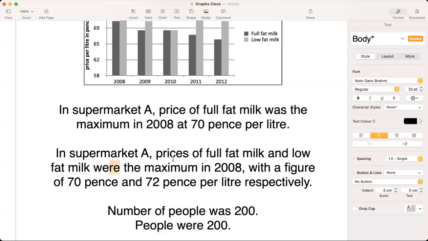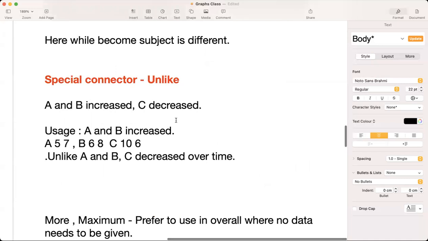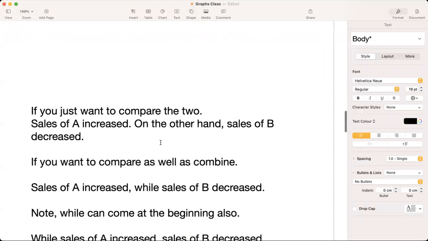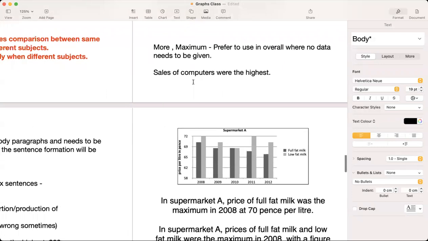Yes, sir, but in the previous page, you have written sales was. वहां पे गड़बड़ हुई. Sales के साथ were आना चाहिए. That's right. Sales के साथ I made a mistake. It should have been were. Sales of computers were the highest. Is it clear?